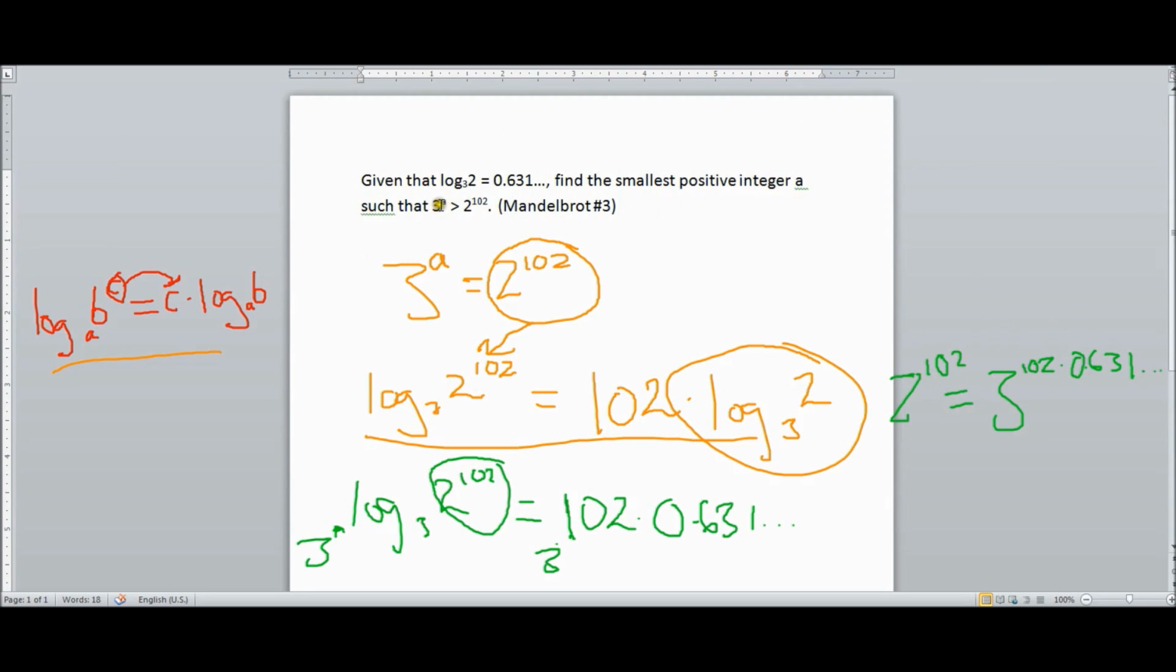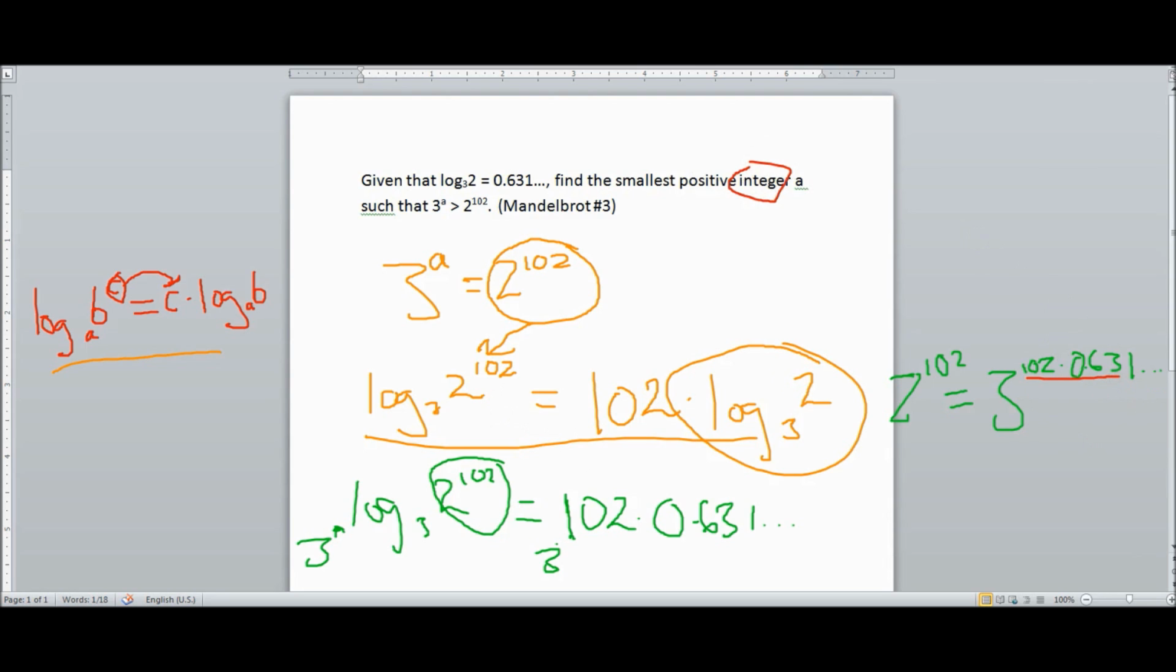Let's look at what we're looking for again: the smallest positive integer a such that 3^a is greater than 2^102. And look at this, we have this 2^102 right here, and we have 3 and we have a. This is a. But we realize that we have this integer thing, that this will not turn out to be an integer.